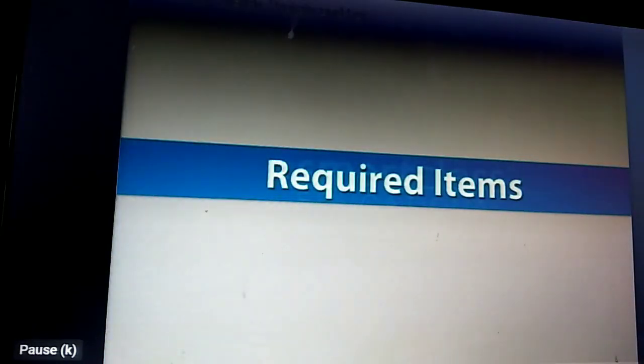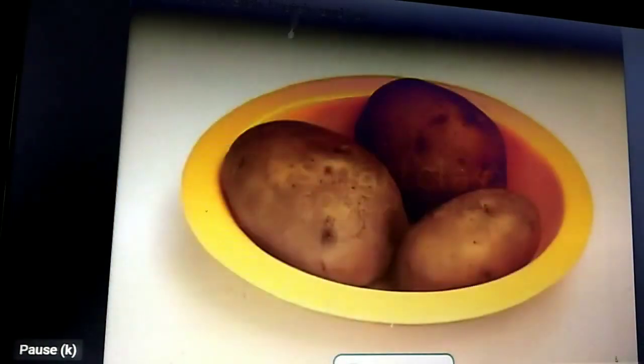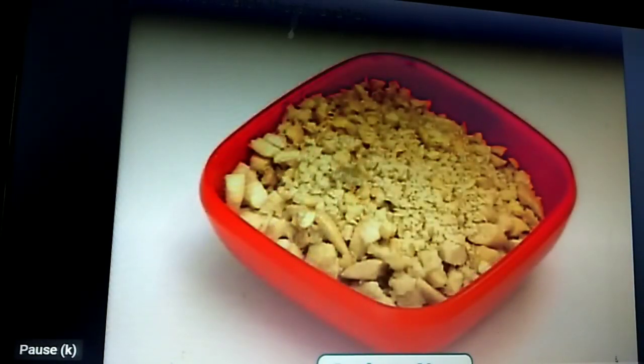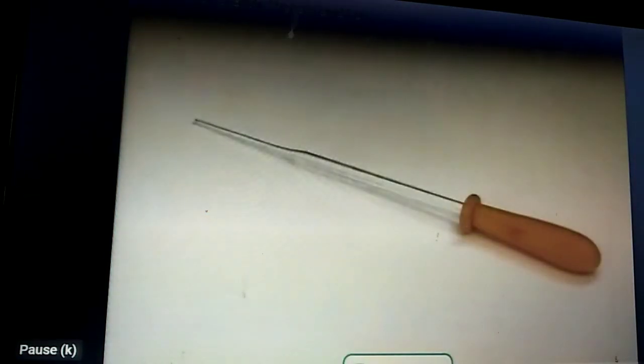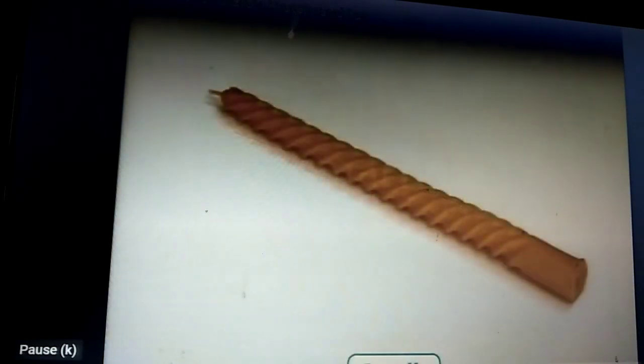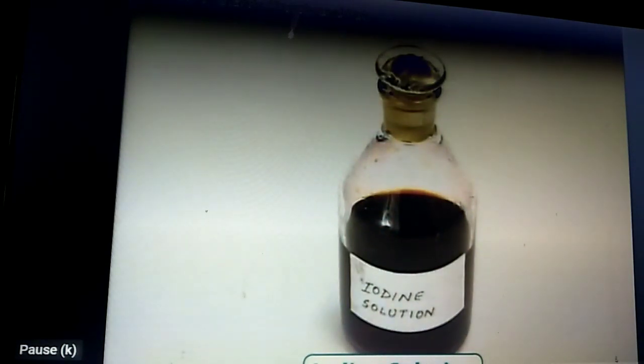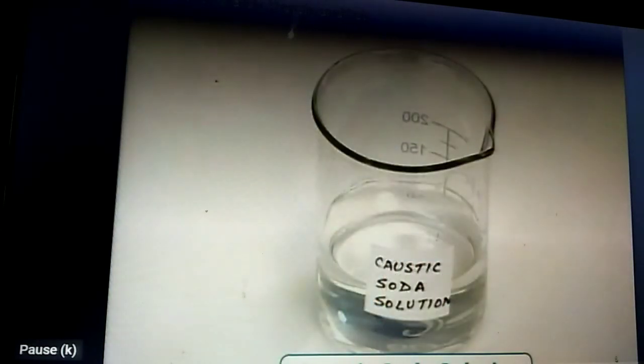To conduct this activity, you need a few potatoes, pulses in powdered form, crushed cashew nuts, a knife, a dropper, a candle, a matchbox, test tubes, iodine solution, copper sulfate solution, caustic soda solution, and water.